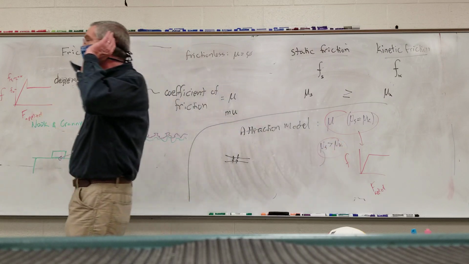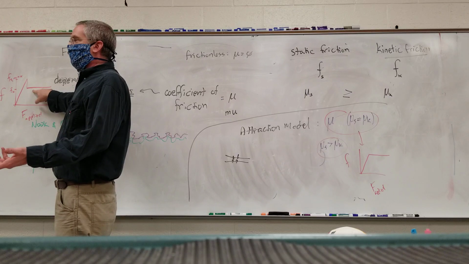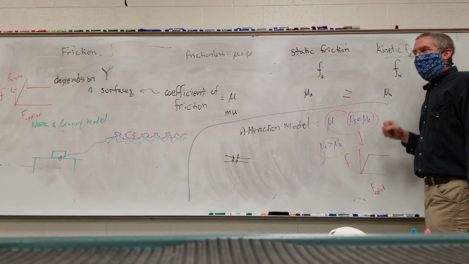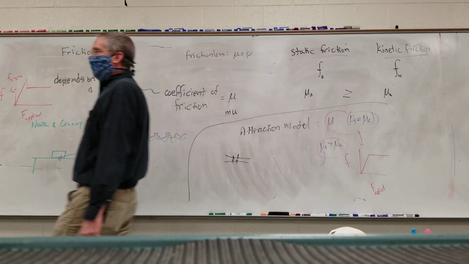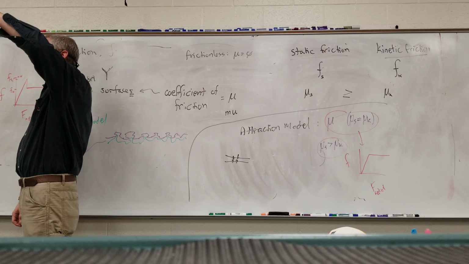Why does it drop down? Kinetic friction, because kinetic friction is not as big as static friction. That's the US is bigger than UK. Once you reach that breaking point, the amount of friction actually acting against it is smaller.